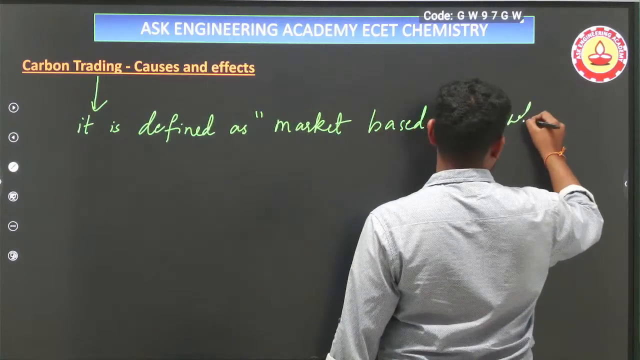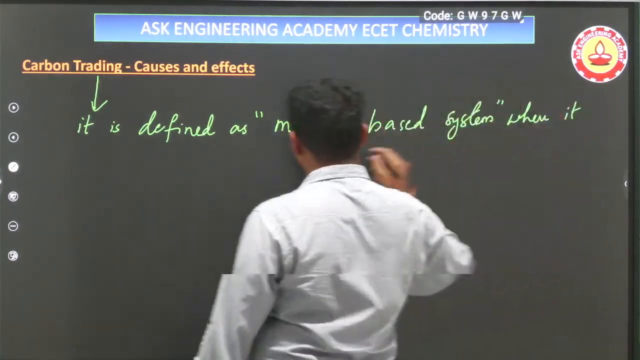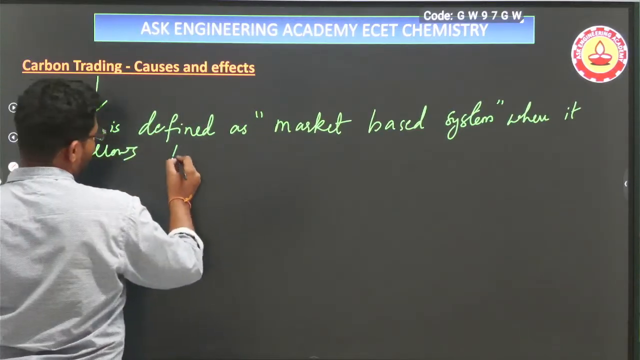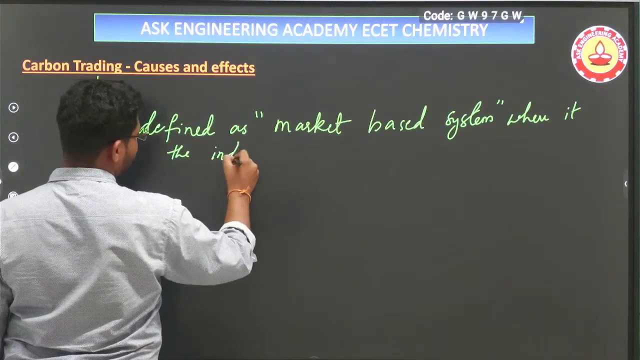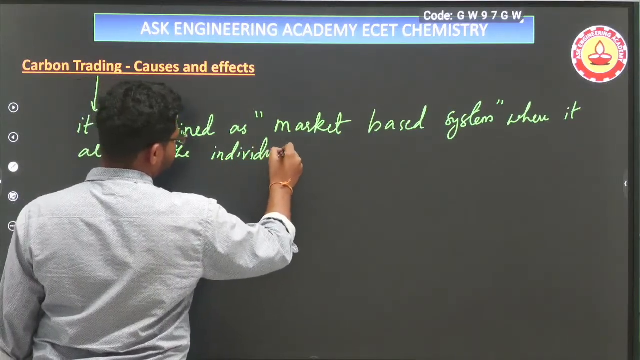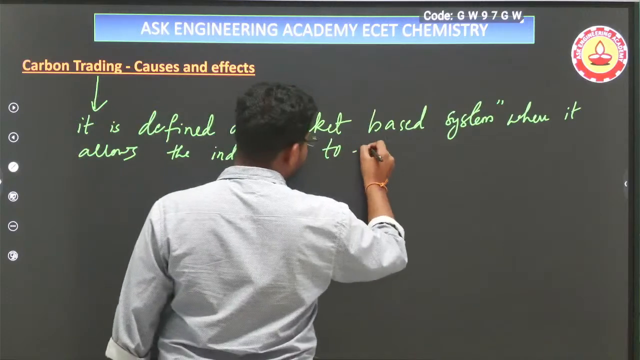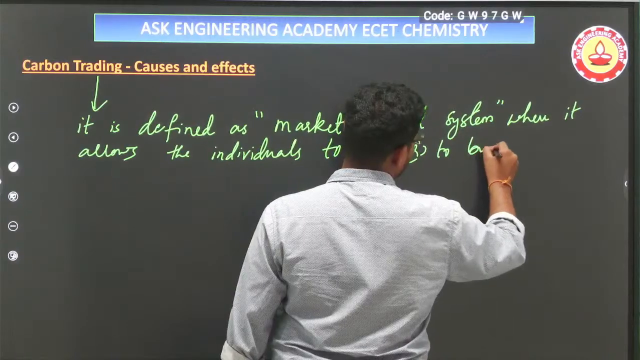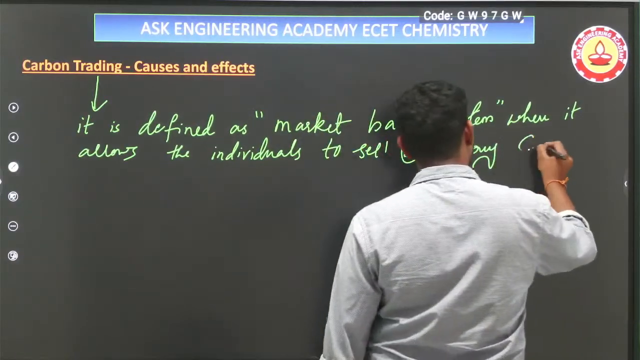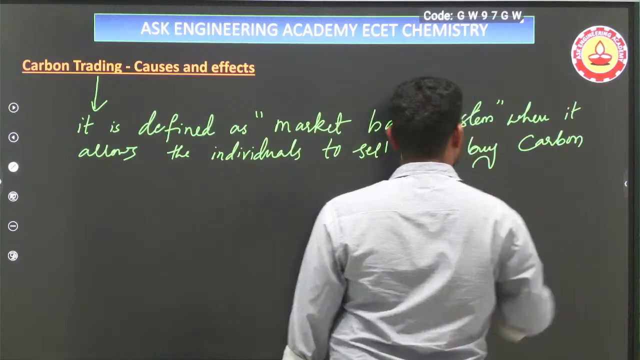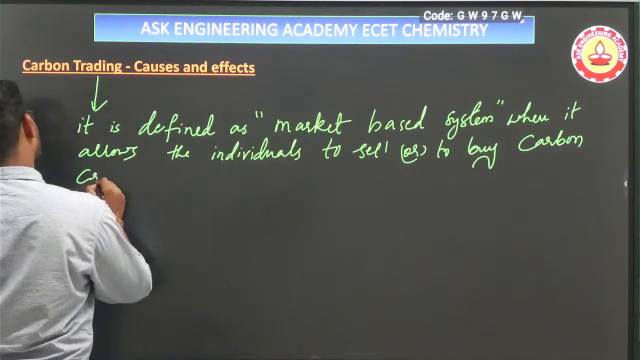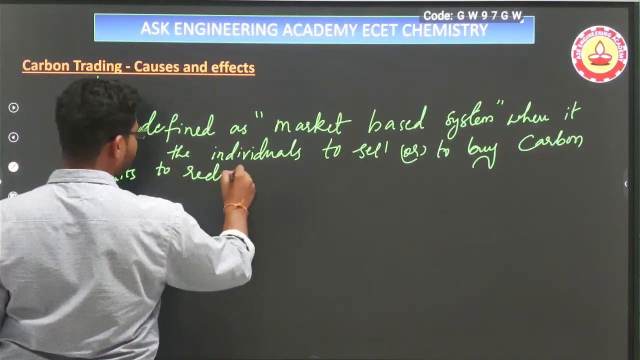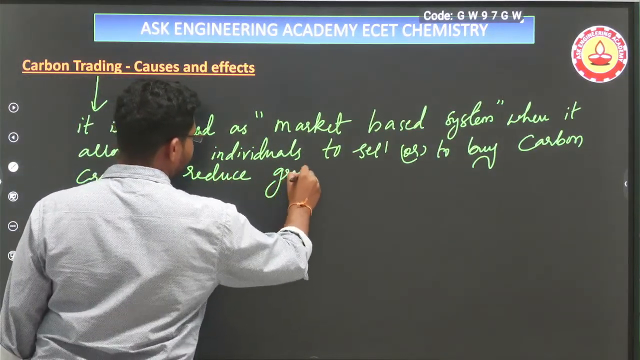where it allows individuals, this is a definition, please write it down, to sell or to buy carbon credits to reduce greenhouse emissions.